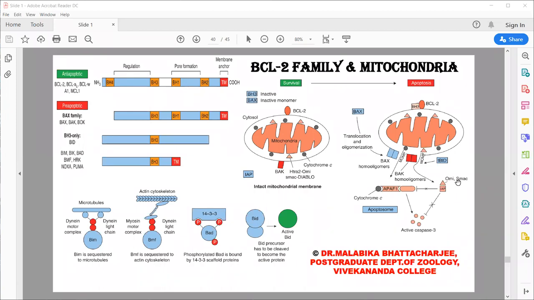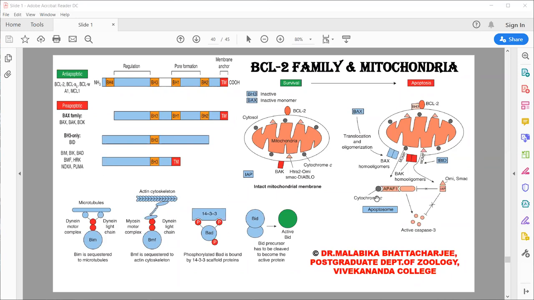One is the APAF, and the other 2 are the OMI and SMAC. Now let us see that, the one is the cytochrome C, not APAF, very sorry. One is cytochrome C, and the other is OMI and SMAC. Now let us see actually how they are present in normal condition. Cytochrome C is located in the intermembrane space of the mitochondria, and SMAC and OMI are also located in the intermembrane space of the mitochondria.